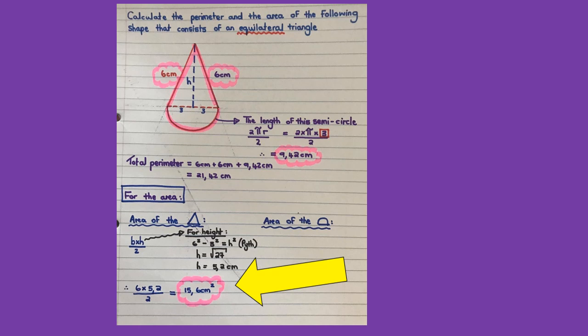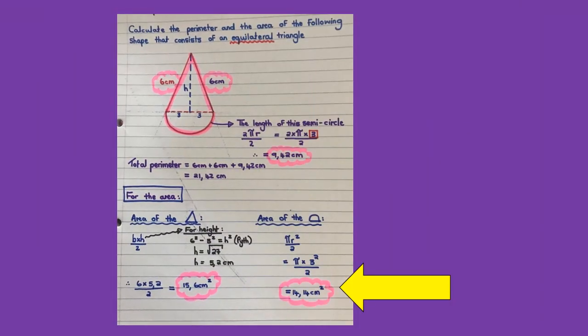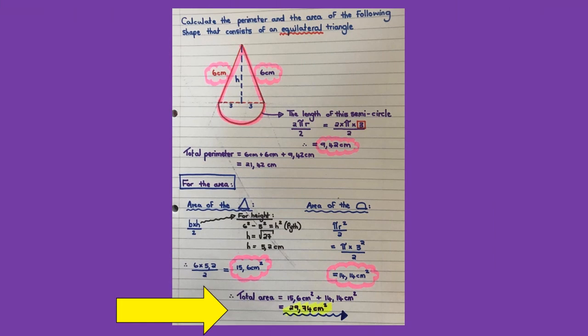Cool beans. So we've got the triangle. The only other one that we need now is the area of the semicircle. The area of a semicircle, remember it's pi r squared, but because it's half a circle, we divide it by 2. We said the radius is 3, so pi times 3 squared divided by 2 gives you 14.14 centimeters squared. Now we've got the area of the triangle and the area of the semicircle. We add them together to give us the total surface area of that ice cream-like shape.